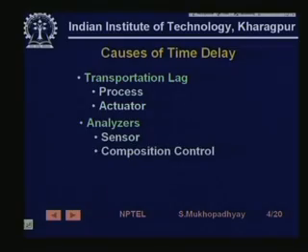Similarly, apart from transportation lag, there are situations where delays are caused also in the sensors. For example, especially in composition control, sometimes you have analysis instruments called analyzers in the loop. They will give you various properties of liquids, the percentage of a particular ingredient of the composition, something like a gas chromatograph, and these instruments by their very nature sometimes involve delays. So sensors can also involve delays.